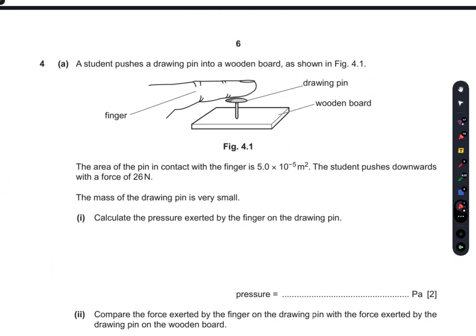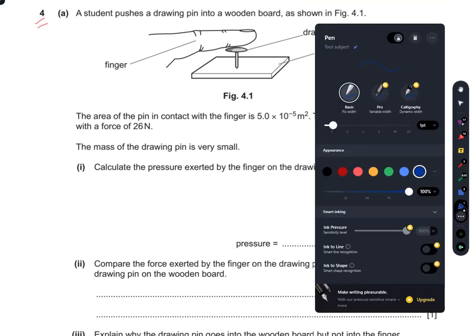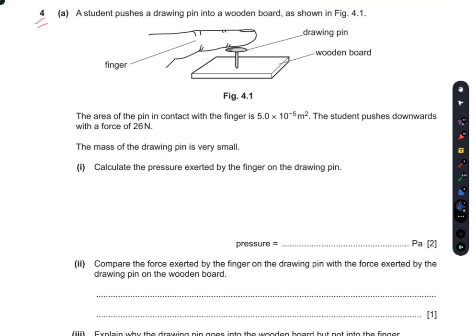All is done. Question number 4. A student pushes a drawing pin into a wooden board in figure 4.1. The area of the pin in contact with the finger is 5 times 10 raised to power negative 5 meters squared. The student pushes downward with a force of 26 newtons. The mass of the drawing pin is very small. Calculate the pressure exerted by the finger on the drawing pin.